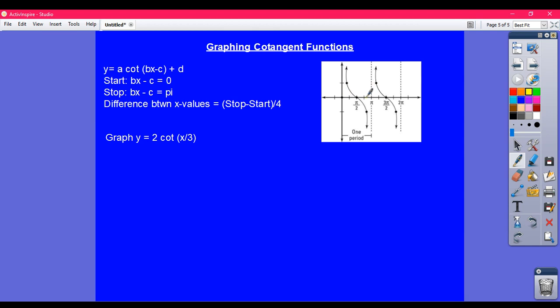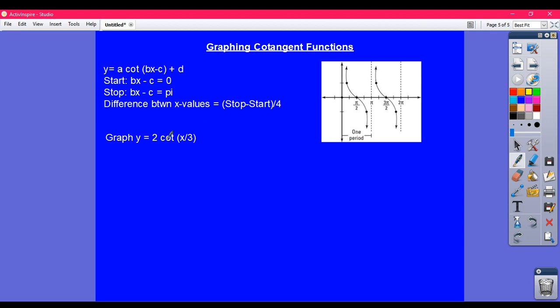So it goes back to the actual graph itself, which again, you don't have to know, but fun fact. The difference between the x values is still stop minus start over 4, just like in tangent, because again, in one period, there are still 5 points. So broken up into 4 equal intervals, we'll be able to find the difference between the x values.